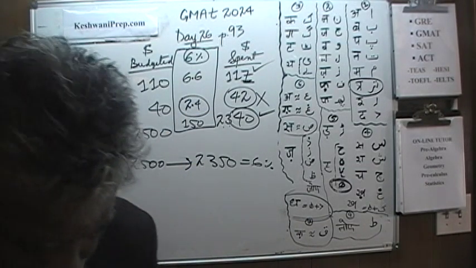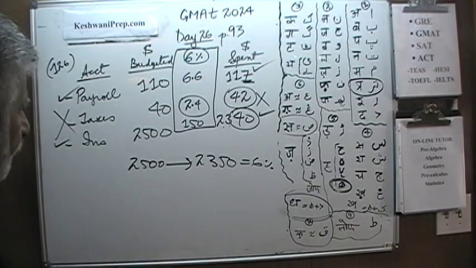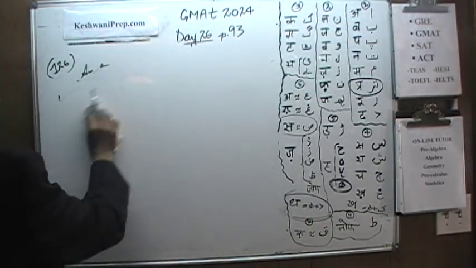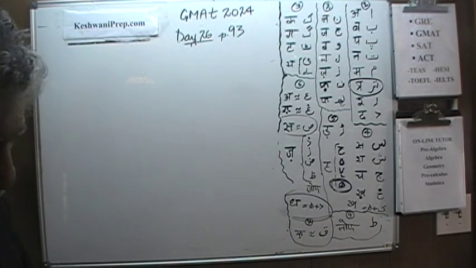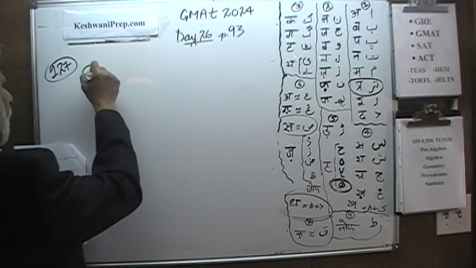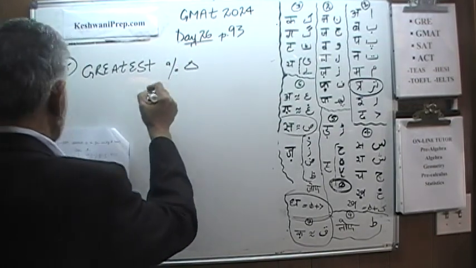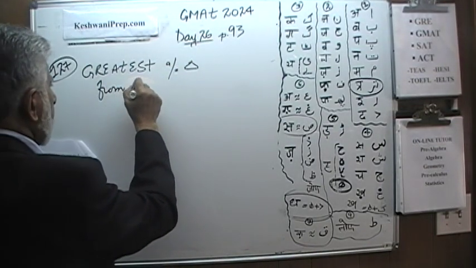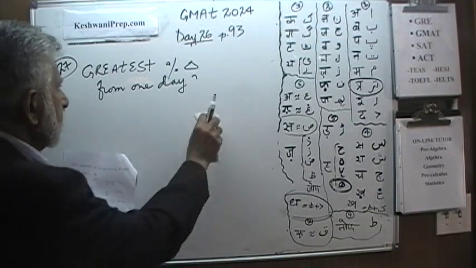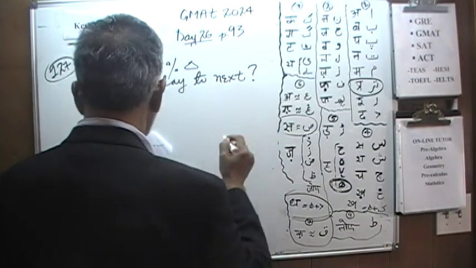Payroll and insurance. Let's do number 127, the very last one on that page. See what it has to say. The next one is also dealing with percentages. 127. It says the greatest percentage change from one day to the next. Here are the days.